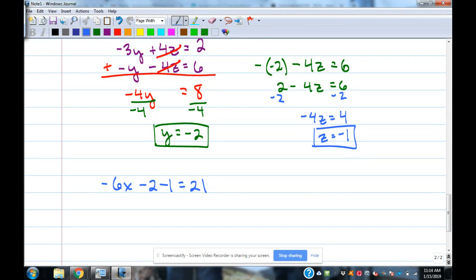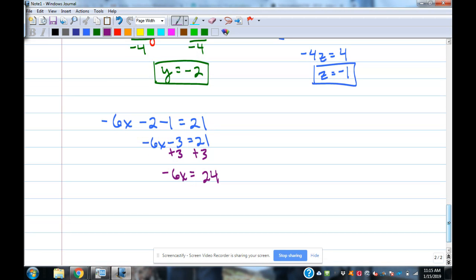By going back to the top one, I got -6 plus y, so that's -2, plus z, so that's -1. And now I've got a pretty easy equation. -6x minus 3 equals 21. I would add 3. Get -6x is equal to 24. And then divide by -6. And x is -4. We have one solution: -4, -2, -1.